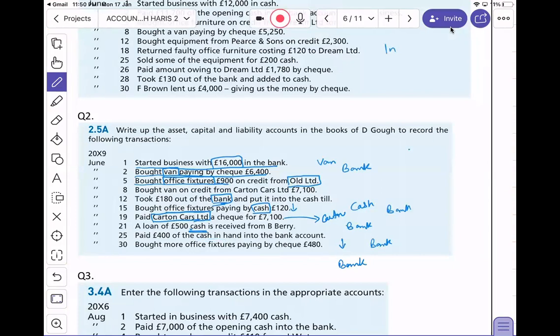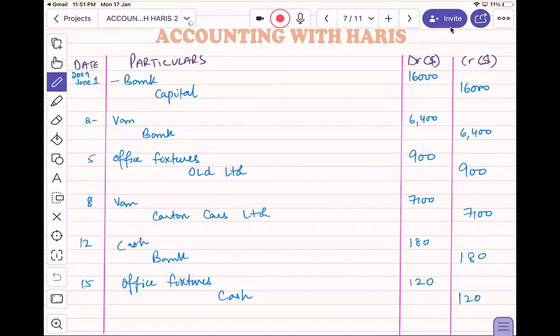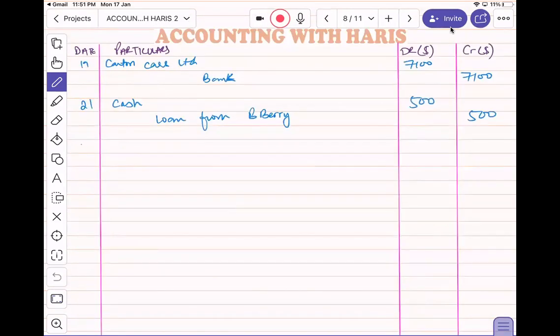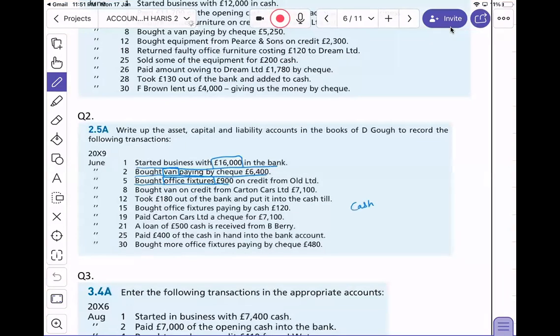And cash is decreasing. A decrease in an asset gets credited, so that is why cash would get credited by $400. So we debit bank and credit cash on 25th, $400.